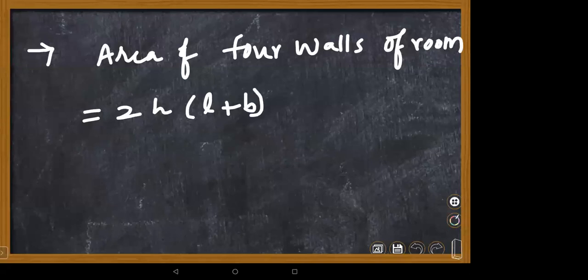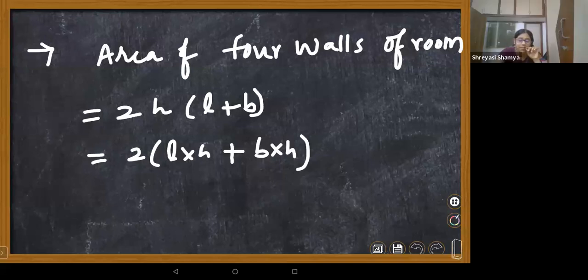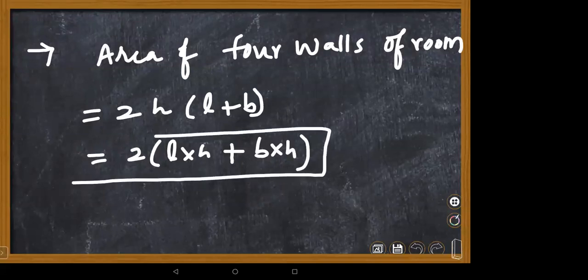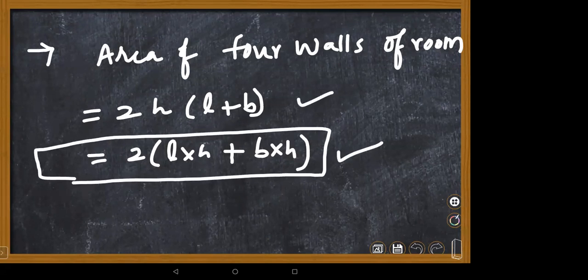Very good. Who gave this answer, children? 2 times height into length plus breadth. Or else you can directly write 2 times length into height plus breadth into height. Yes or no, children? Yes, ma'am. If it is a rectangle-shaped room, this is it, or else 4a square as you said, Sahasra, it's correct. Good. Because this is also used in your senior classes, 9th grade also, children, where you need to find the area of 4 walls of your room.